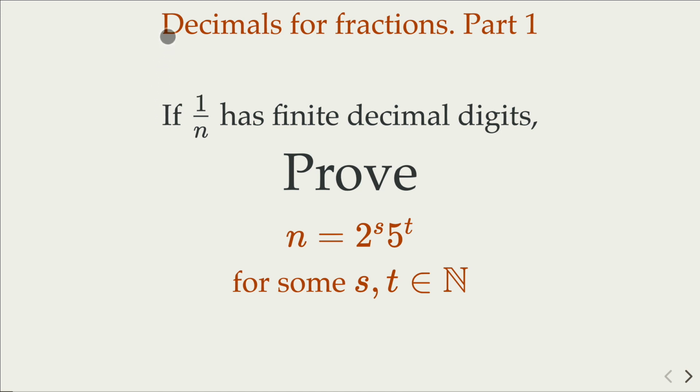In this and following videos, we're going to look at decimals for fractions, which are rational numbers. Today, we're going to look at the case where the fraction has finite decimal representation. In the case of 1 over n, where n is a positive integer, we want to prove that n does not contain any prime factor other than 2 and 5.